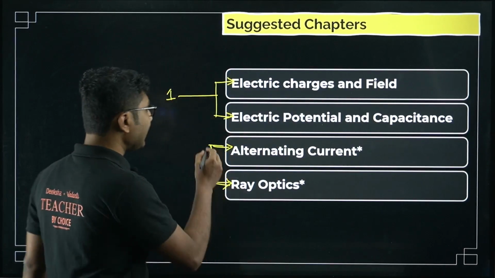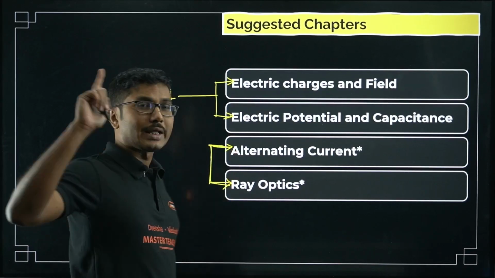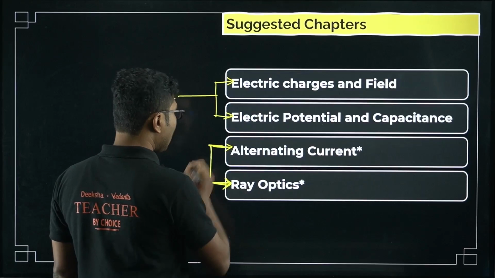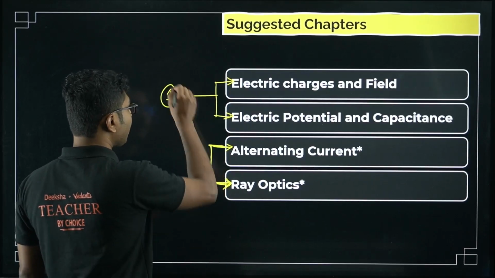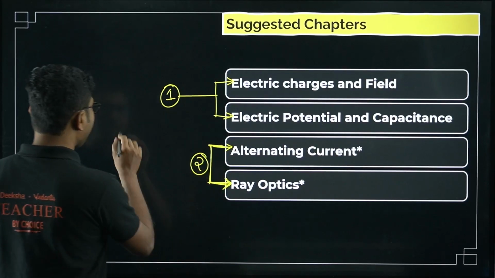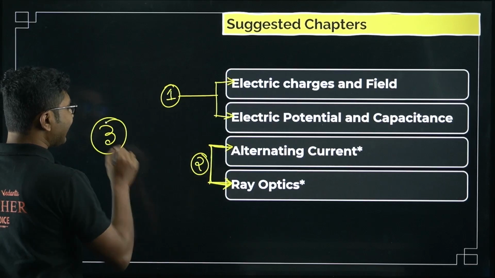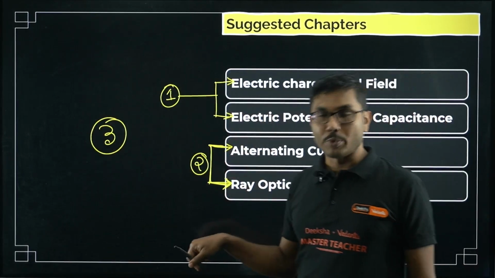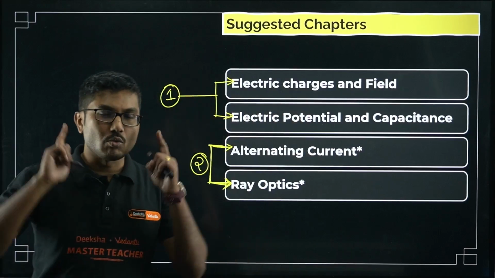But alternating current, on the other hand, if you study it, you are expected to get 1 question. Ray optics also, you are expected to get 1 question. So 2 questions from here, 1 question from here, so in total 3 questions I am preparing for you. In case one of the questions is a little harder, you can still solve 2 numericals. That is why you should have at least 1 extra option.